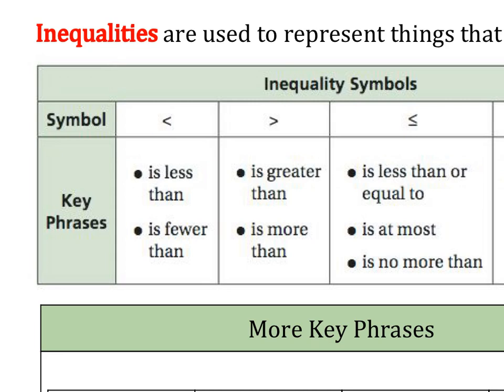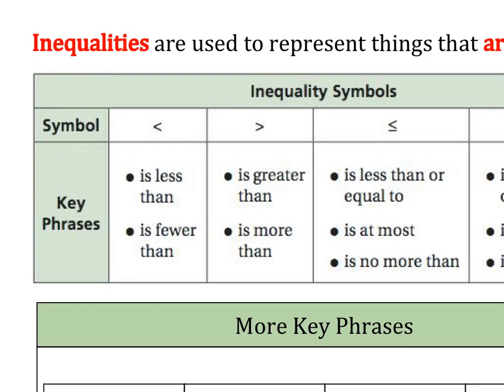So we read this symbol as is less than. Another way to read that is fewer than. Fewer than means the same thing as less than. So if you have a number here that is smaller, we say is less than. Now, if you see a symbol like this, notice now the alligator is trying to eat this number, which means this number is larger. So we read this symbol as is greater than or is more than. This is the symbol for a larger number.